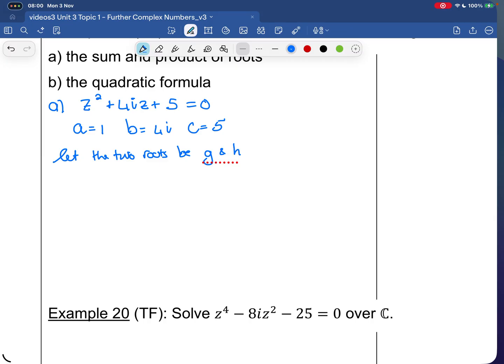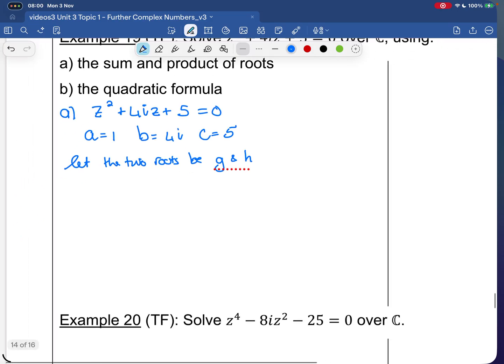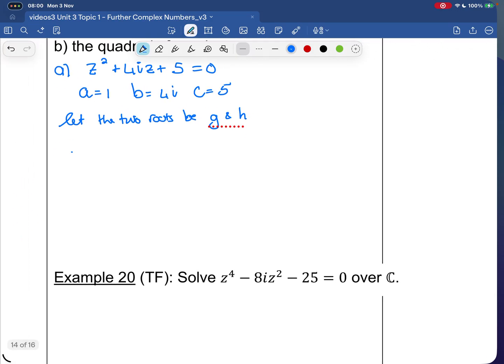Okay, now based on my sum and product of roots formulas, I know that g plus h must equal negative b over a, and I know that g multiplied by h has to equal c over a. So g plus h has to be negative 4i, and g times h is going to be equal to 5.